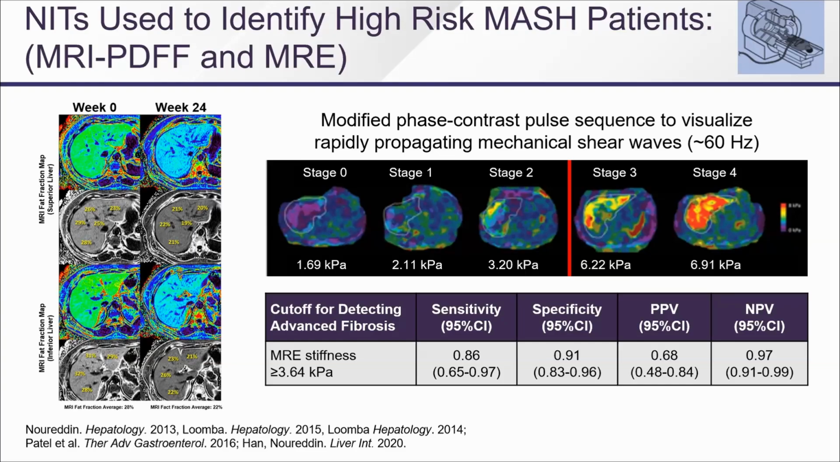And what you can see is that the MRE changes over about 6 months. FibroScan takes about 12 months to have a substantial change.